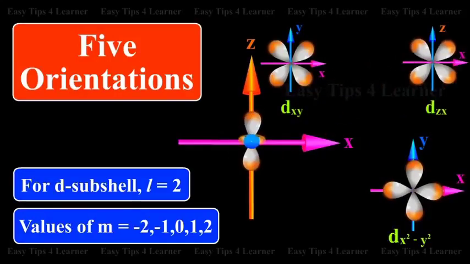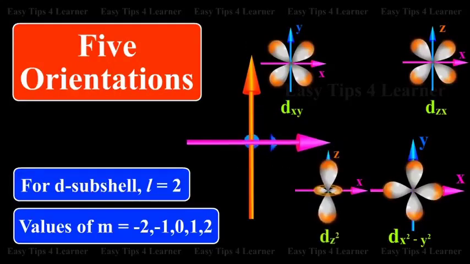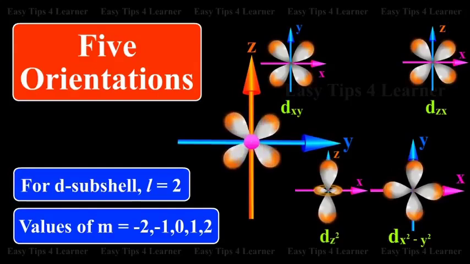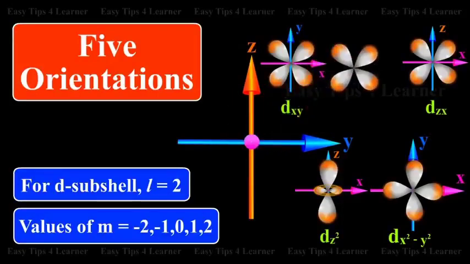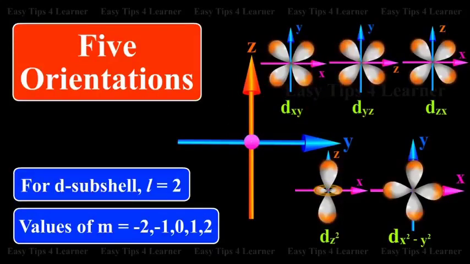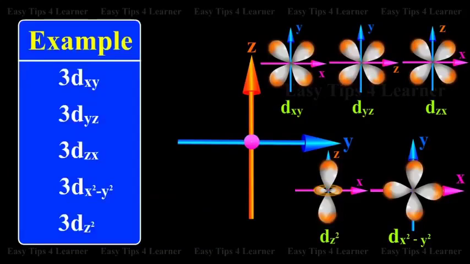dzx, dz square, and dyz. For example, 3dxy, 3dyz, 3dzx, 3dx square minus y square, and 3dz square.